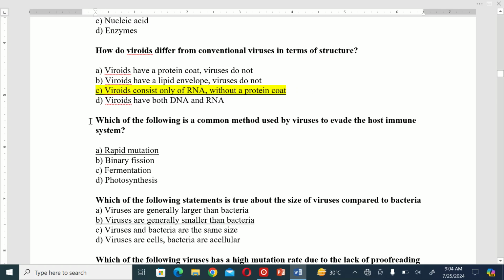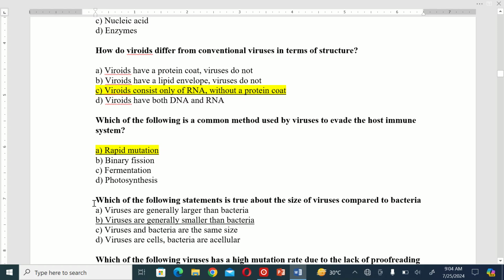The next MCQ is: which of the following is a common method used by viruses to evade the host immune system? A. Antigenic mutation. B. Binary fission. C. Fermentation. D. Photosynthesis. So the correct option is A.